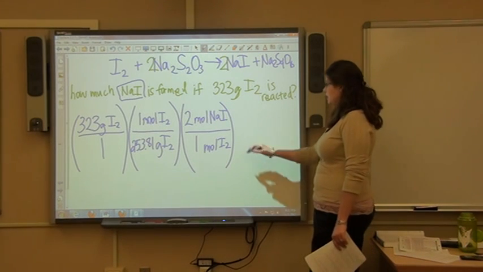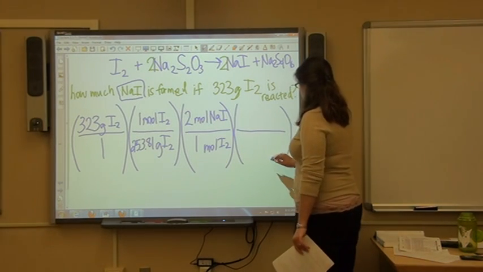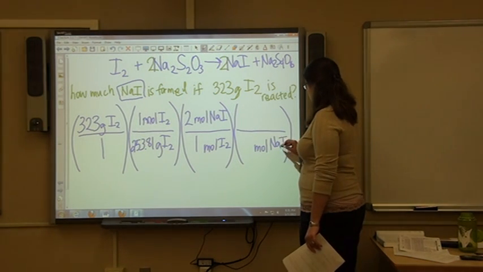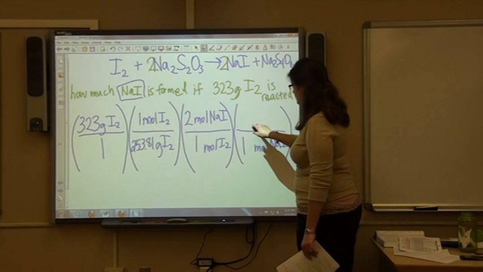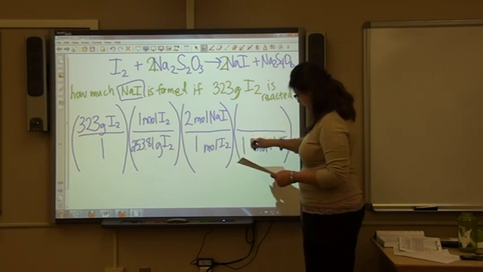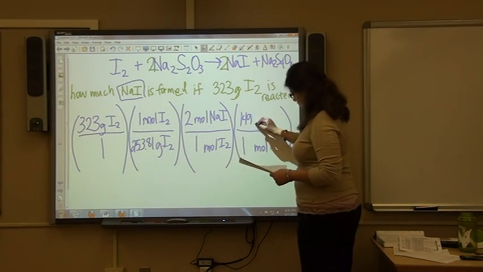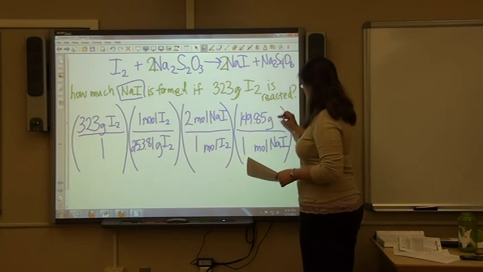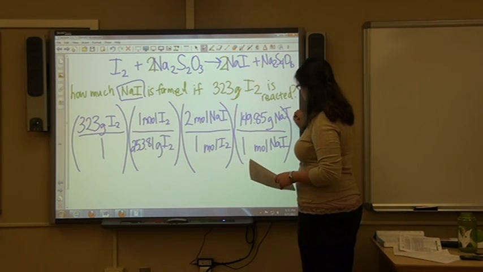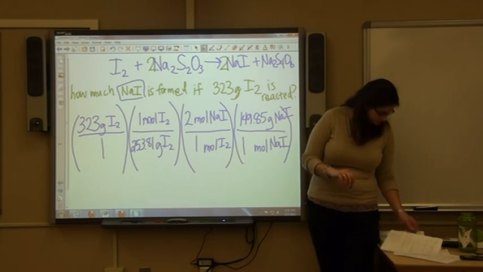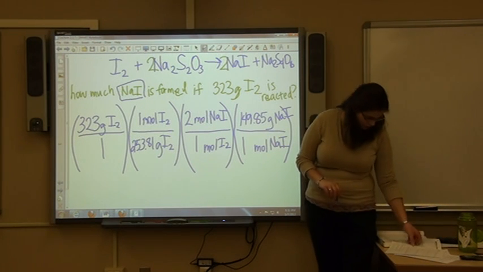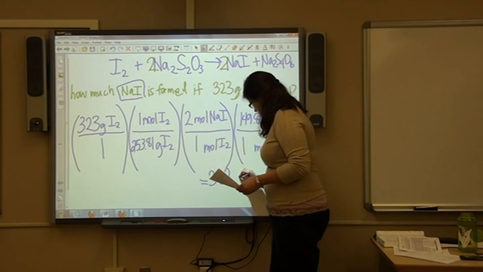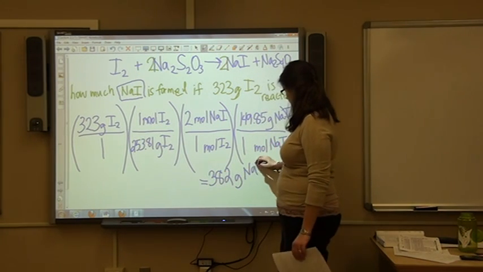Okay? Now let's do that last bracket. Here we have to cancel out moles of NaI. And that's always per 1 mole because we have to calculate molecular weight here. And that answer is 149.85 grams of NaI. Now I want you to do the math and see if you come up with this as a final answer. 382 grams NaI.